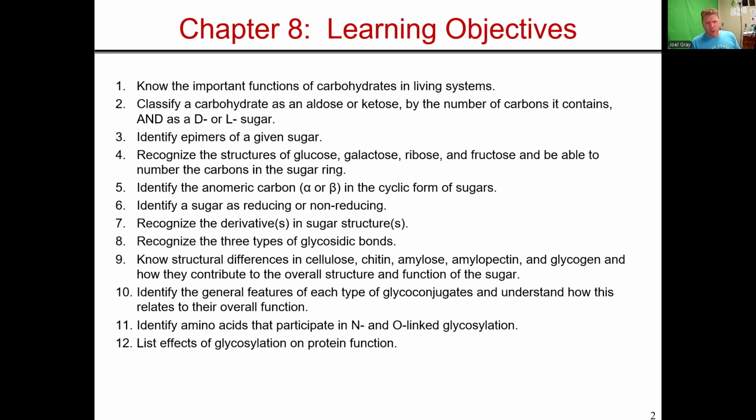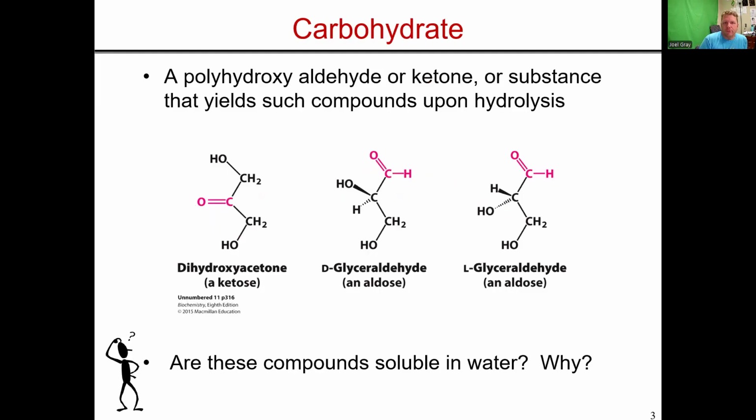Your learning objectives for chapter number 8, basically the first 7 of these are going to be what we cover today or in this lecture, and then the remaining 5 are going to be in the next lecture. So a carbohydrate is a polyhydroxyl aldehyde or ketone, or a substance that yields such compounds upon hydrolysis. The more common names for carbohydrates are ketoses, or a ketose or an aldose.